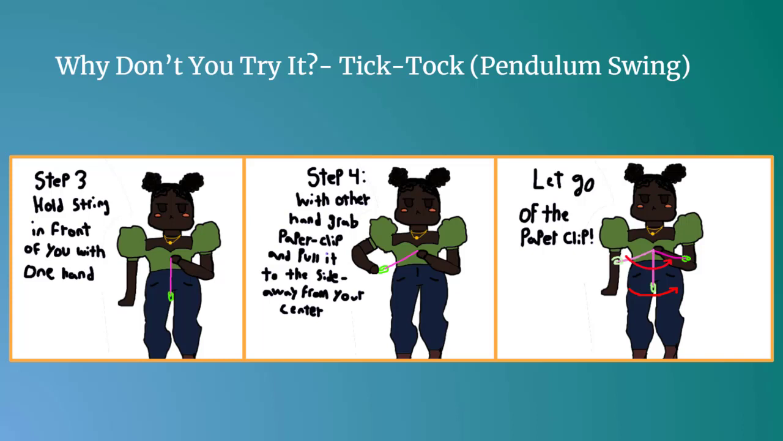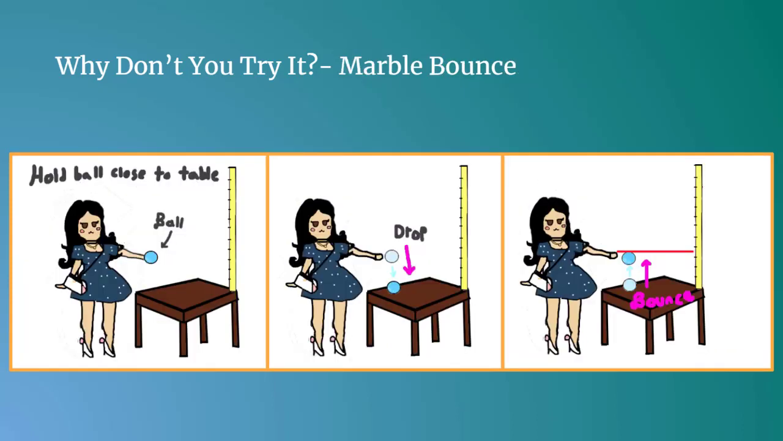Why does this happen? The answer to this is potential and kinetic energy. The greater the potential energy, the greater the kinetic energy. When you hold the paperclip higher, you increase potential energy.